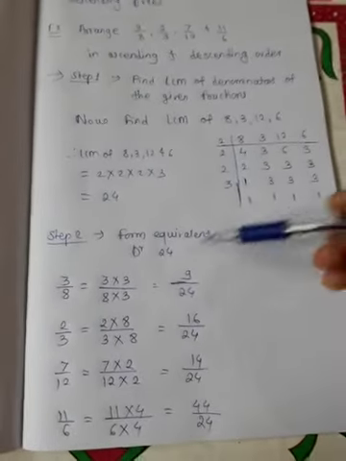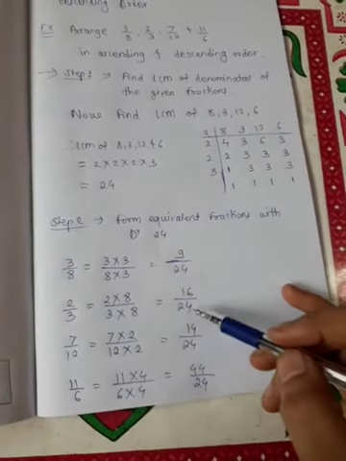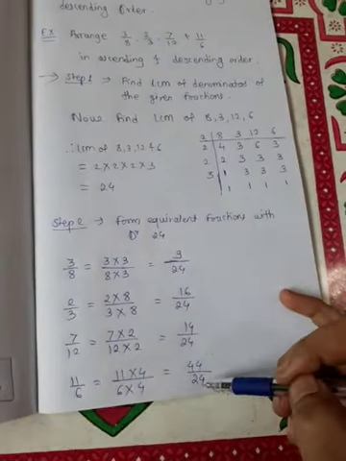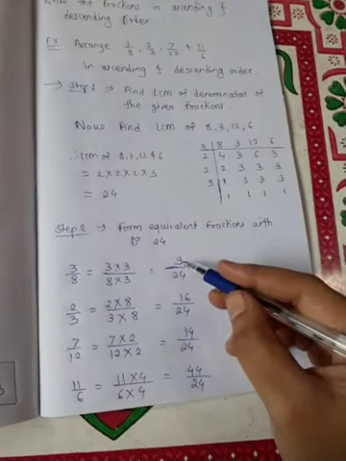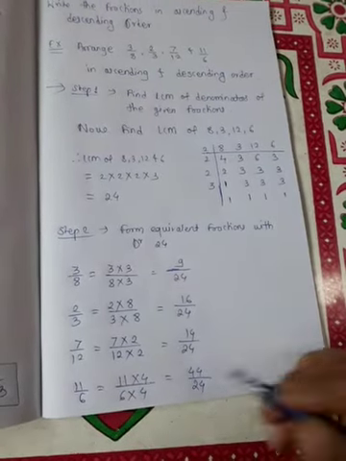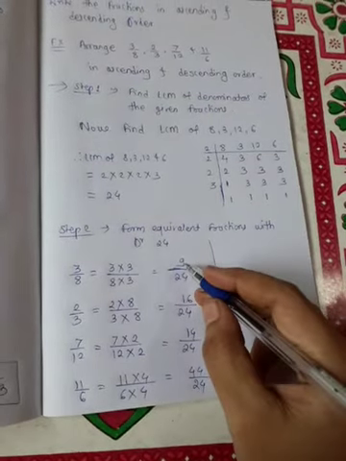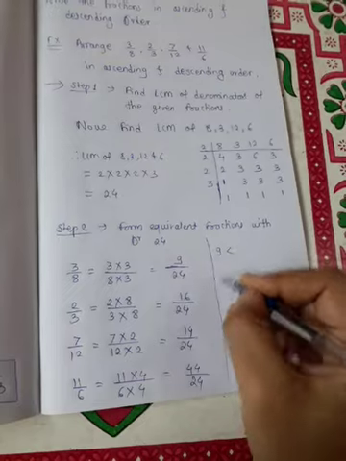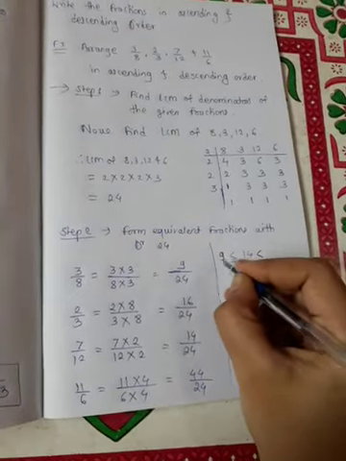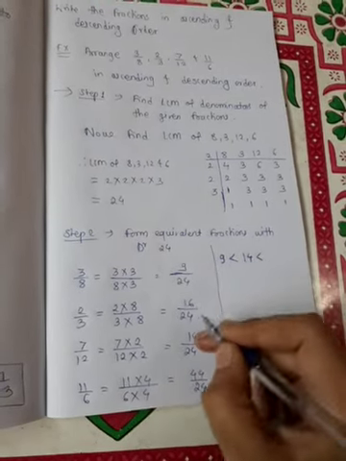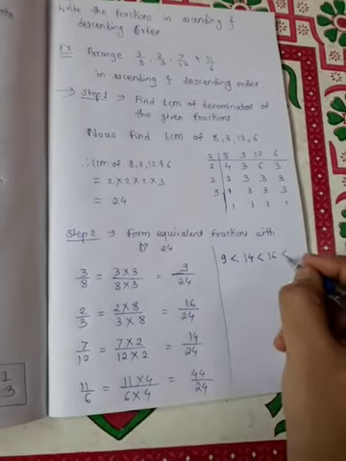Okay, so second step is what? Find equivalent fractions. So here we have found equivalent fractions. See, denominators of all these fractions are same. So if the denominators are same, then we compare the numerators. So here numerator is 9, here 16, here 14, here 44. If we compare the numerators, what you will get? 9 is smaller than 14, 14 is smaller than 16, and 16 is smaller than 44.